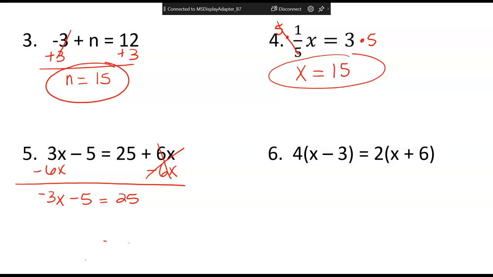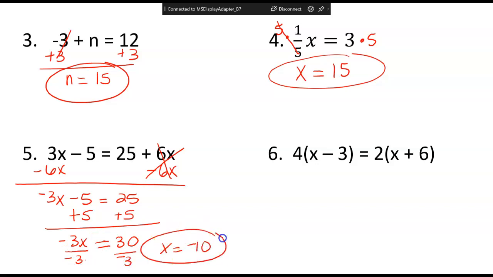Now I have negative 3x minus 5 equals 25, so I need to get that 3x by itself. So I'm going to add the 5 over. And I get a negative 3x equals a positive 30. So I divide by negative 3. And what did you guys get for x here? Negative 10.